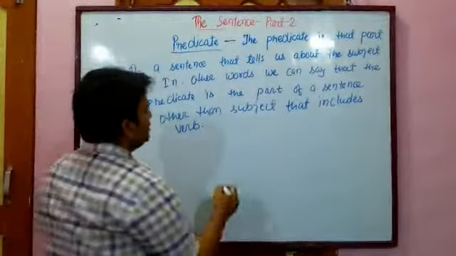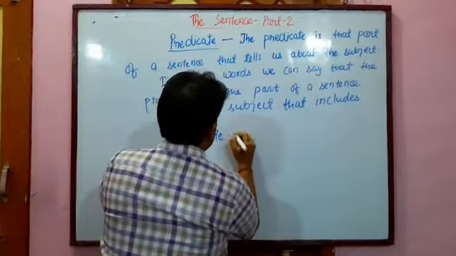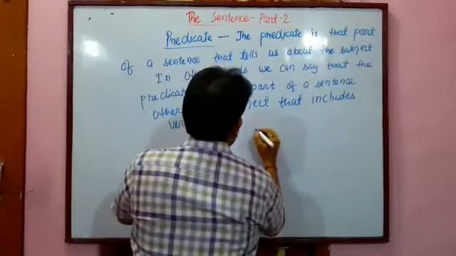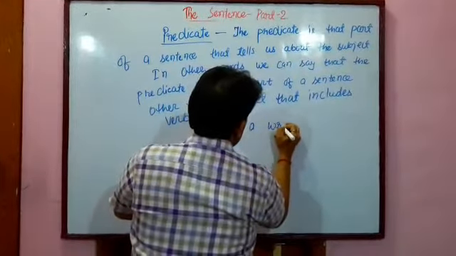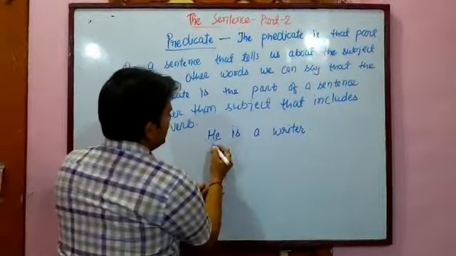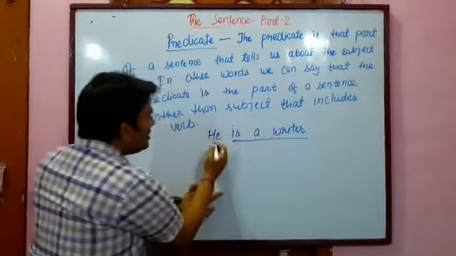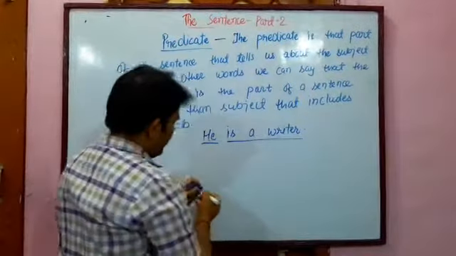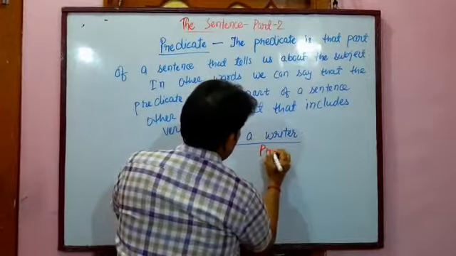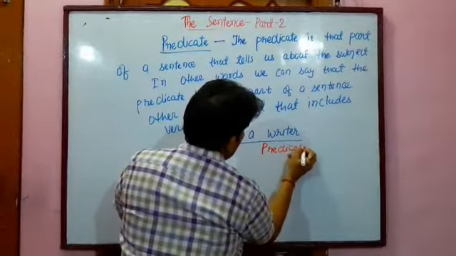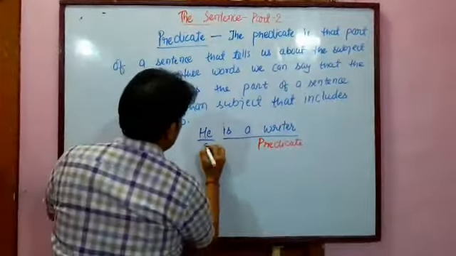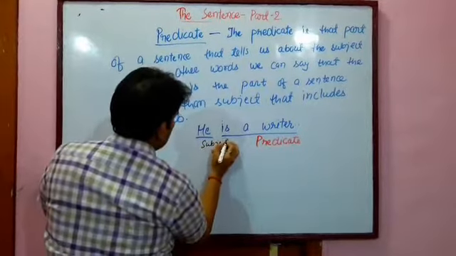Just see an example. He is a writer. In this sentence, the part other than the subject is called the predicate. This part is the predicate, and this part is the subject.